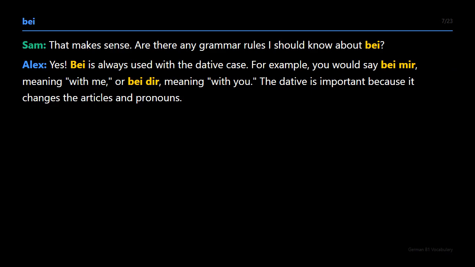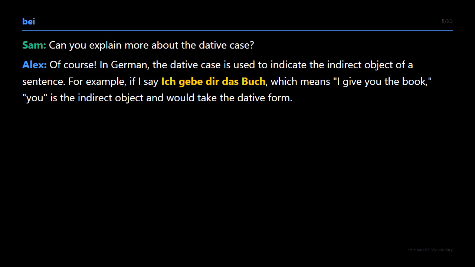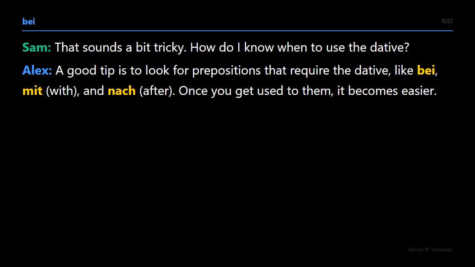Can you explain more about the dative case? Of course. In German, the dative case is used to indicate the indirect object of a sentence. For example, if I say, Ich gebe dir das Buch, which means I give you the book, you is the indirect object and would take the dative form. That sounds a bit tricky. How do I know when to use the dative?